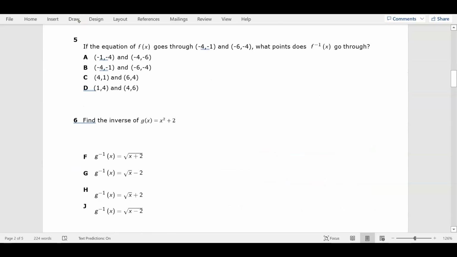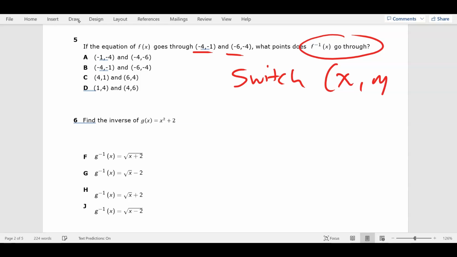Number 5. If I have 2 points and I want to know what point the inverse goes through, again, you're going to switch x and y. This to get negative 1, negative 4. We switch this to make negative 4, negative 6. And we get letter A. So make sure you switch the points.